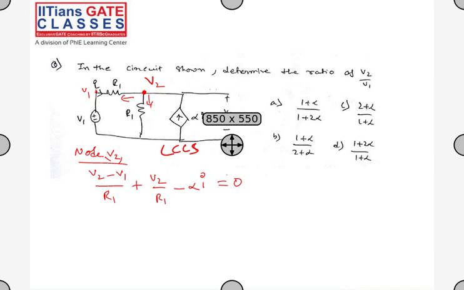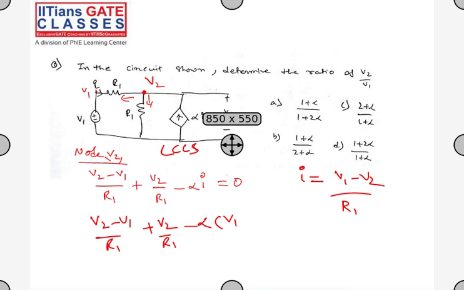So tell me what is I from this? What can I write? I is equal to (V1 minus V2) by R1, right? I'm replacing I here, so this will be (V2 minus V1) by R1 plus V2 by R1 minus alpha into (V1 minus V2) by R1 is equal to 0.